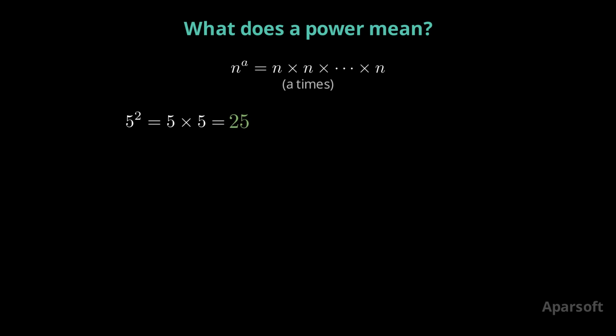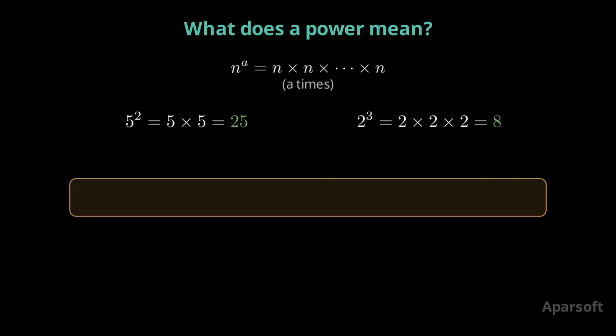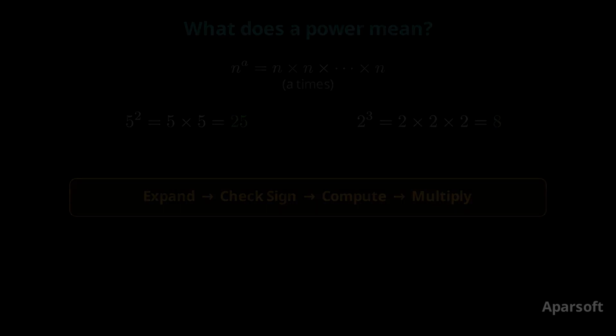Before we dive in, let us remember what powers really mean. When we write n to the power a, we are multiplying n by itself a times. So 5 squared is 5 times 5, which is 25, and 2 cubed is 2 times 2 times 2, which is 8. Our strategy for every part today: expand each power, check the sign especially for negatives, compute step by step, then multiply. Simple. Here is part 1, 2 times 10 cubed.